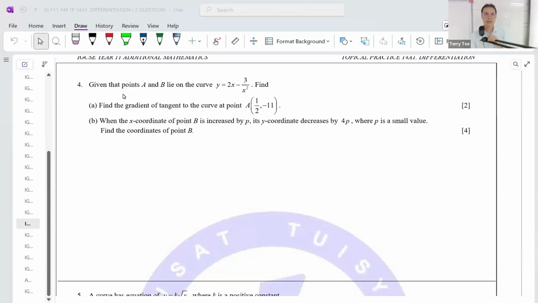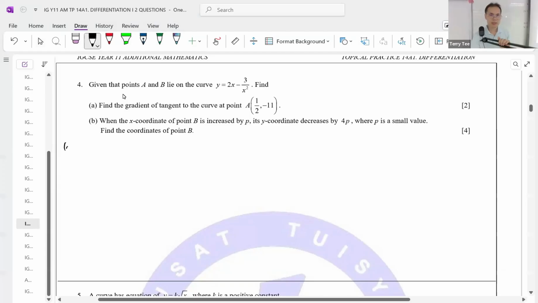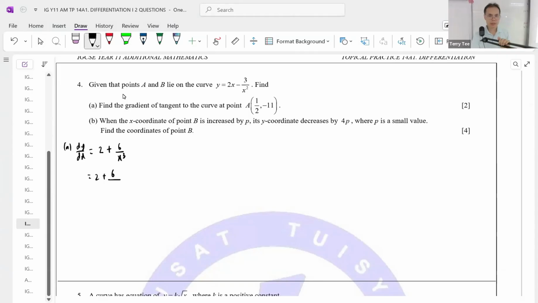Okay, question number 4, guys. Given point A and B lie on this curve, find the gradient of the tangent at point A. So first we differentiate, right? Remember dy dx gives us the gradient function. So you differentiate 2x, you get 2. This is positive 3 times 2 is 6. Copy x, increase the power by 1. Then you substitute x with half. There's a half power 3.